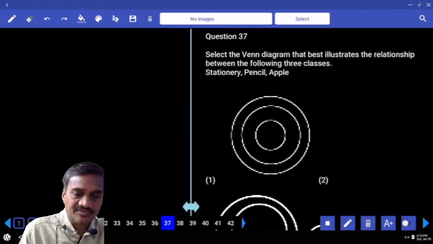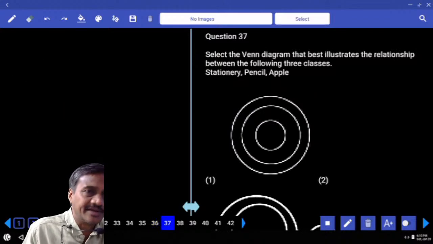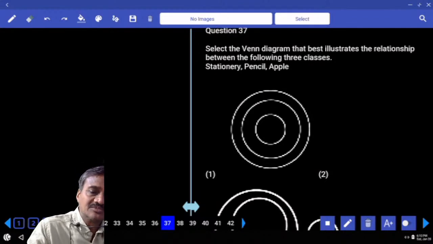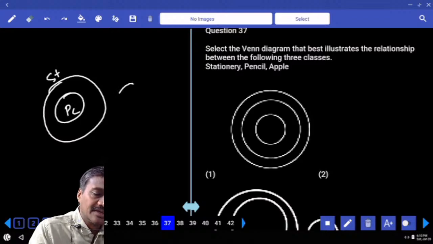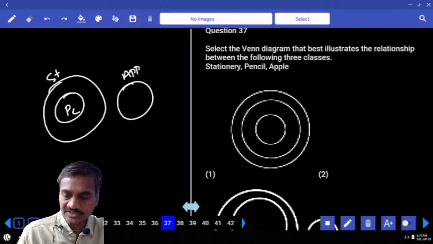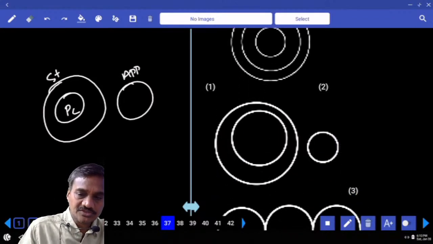Then in this 37, stationery, pencil and apple. Now pencil comes under the group called stationery. Now this is pencil and this is stationery, and apple is a fruit, does not come under this stationery group. Hence what is the figure we have? That is choice 2 is the answer.